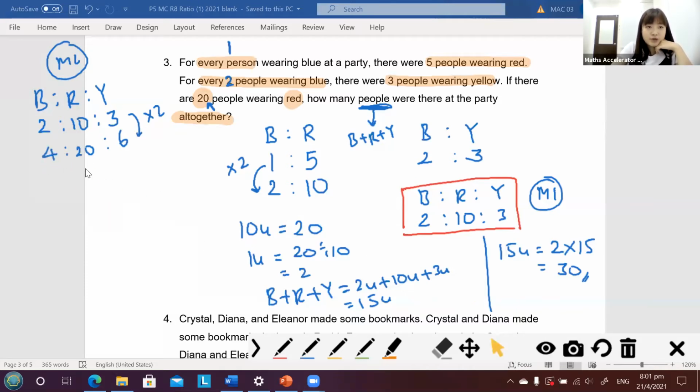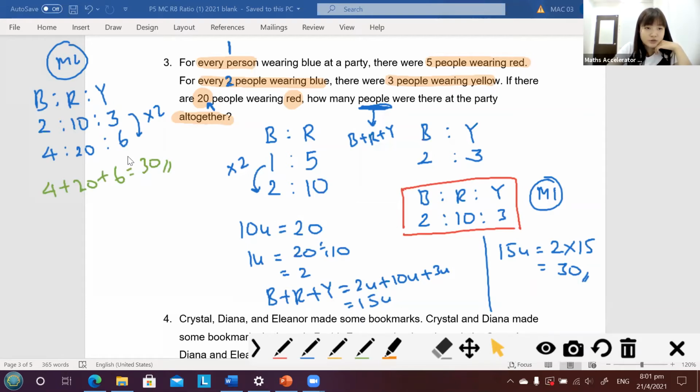So finally, if you want blue plus red plus yellow, these are the actual number of people. So 4 plus 20 plus 6, you can also get 30 as your answer. Those of you who are asking, you can use this method, you can also do this method. Some questions is better to do method 1, some questions is better to do method 2. Just depends on what you see first, and what you prefer to do. Both are fine. You can also get 30 as your final answer.